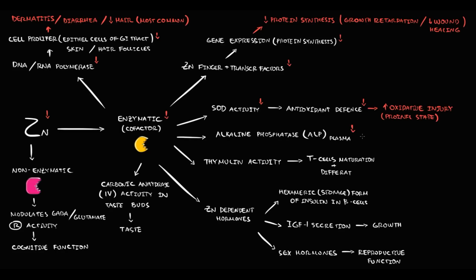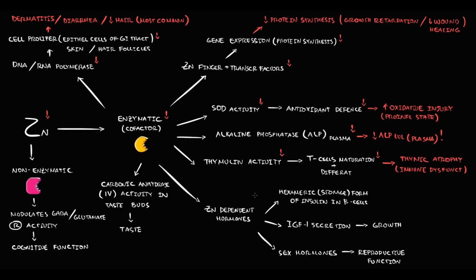Also, without zinc, the activity of alkaline phosphatase decreases, which manifests as a decrease in the concentration of alkaline phosphatase in the blood. This feature is unique and can be used for diagnosis of zinc deficiency. Without zinc, thymulin activity decreases, which disrupts T-cell maturation and differentiation. This leads to thymic atrophy and immune dysfunction, which is also a characteristic feature of zinc deficiency.